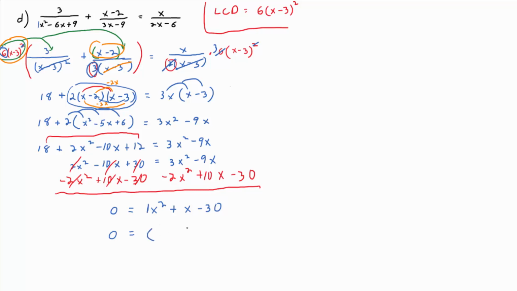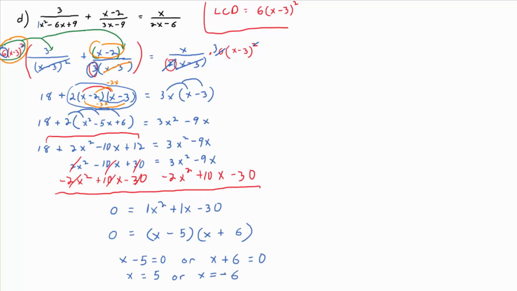So good news is there's a 1 in front of the x squared. So we set up our two parentheses. Our first terms have to be x and x. And then we want two numbers whose product is negative 30 and whose sum is 1. Okay, so yeah, I'm thinking 5 and 6. One of them has to be negative, so minus 5 and plus 6. Everybody believe that? Okay. Now, what do we do with both factors? Set them equal to 0. Either x minus 5 equals 0 or x plus 6 equals 0. And then what do we get? x equals 5 or x equals negative 6.